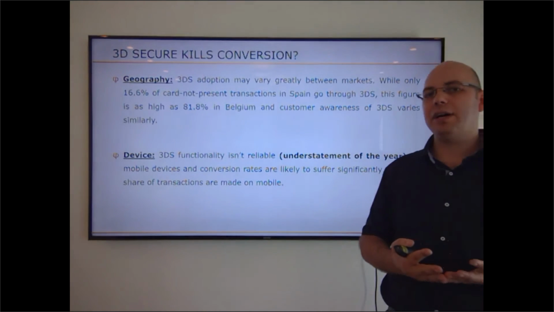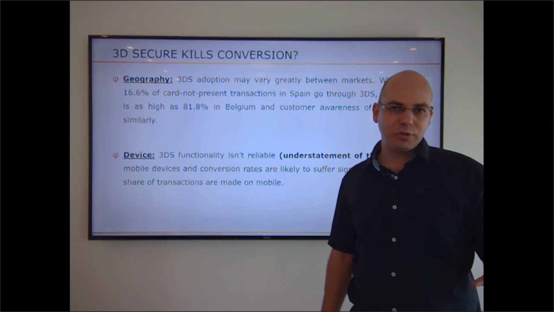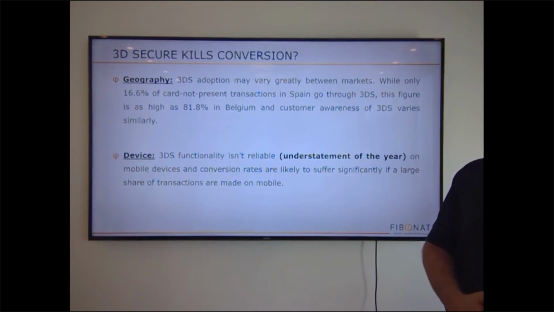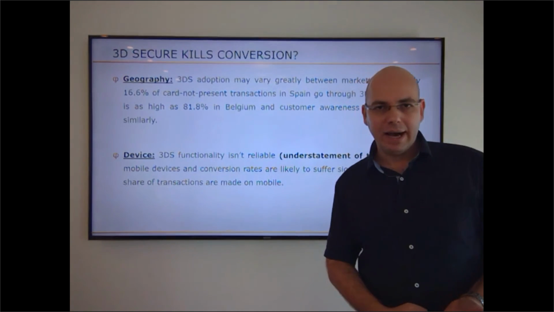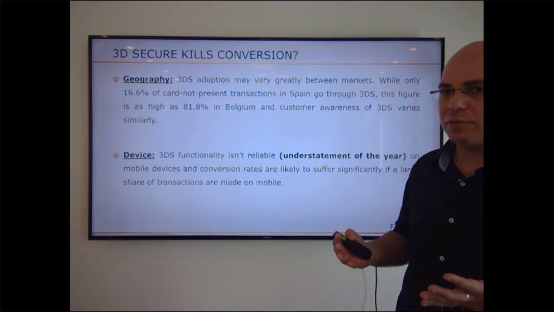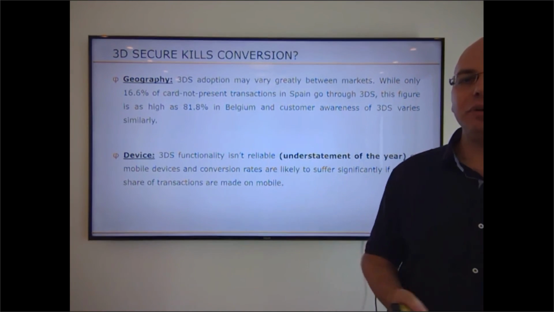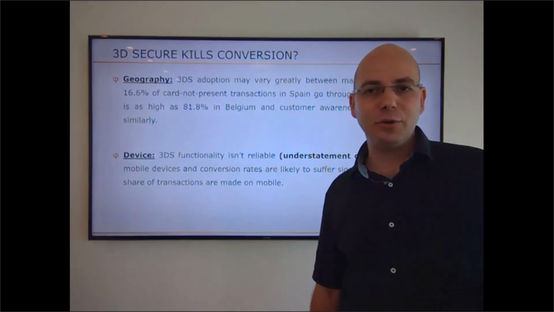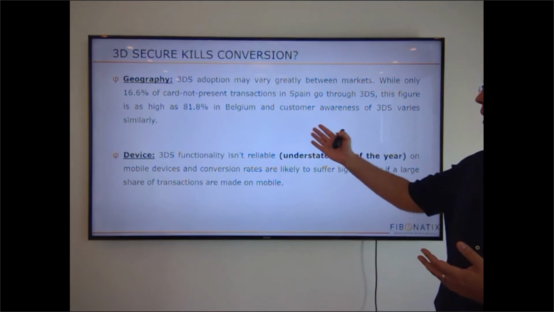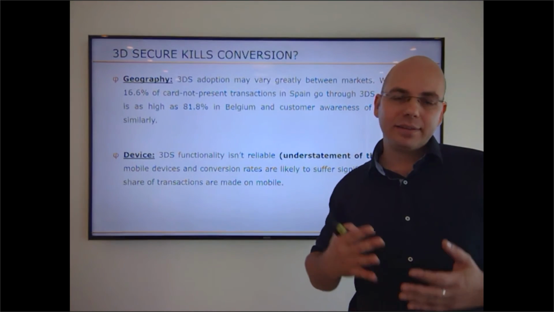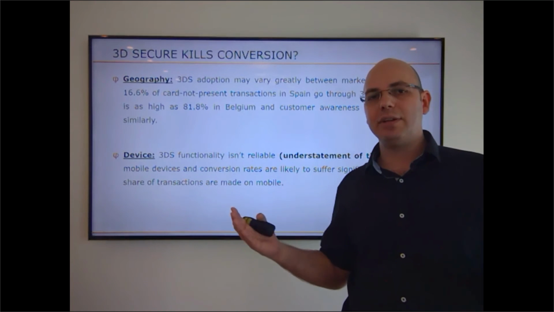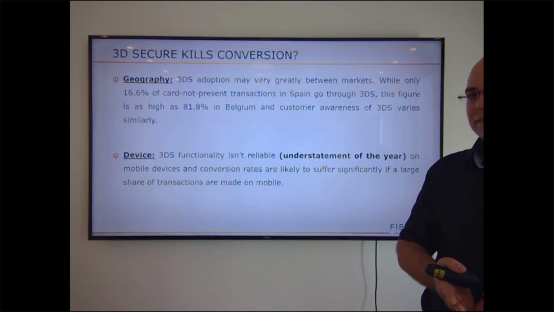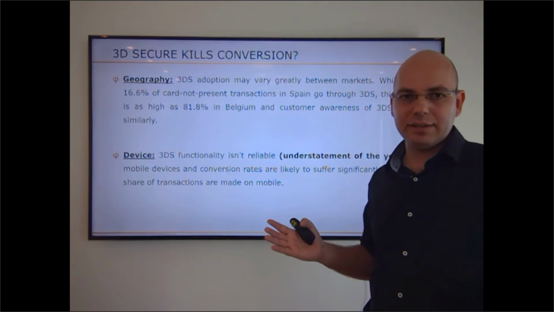Geography plays a very important role. We showed you that 3D Secure adoption varies between markets, both with the number of cards by issuer as well as by the merchants. Just to give you an example from Spain, only 16.6% of card not present transactions, meaning online transactions, go through 3D Secure, while in Belgium this is above 80%. And it's very different. Spain and Belgium are not that far away from each other, and both of them are within the EU. And in both of these countries, the adoption is significantly different.